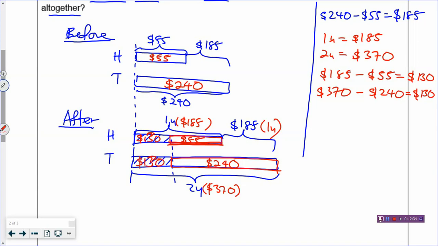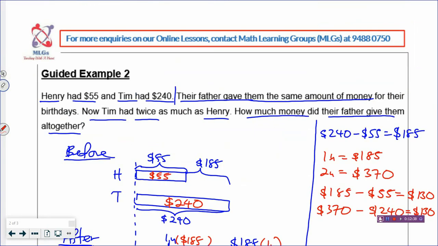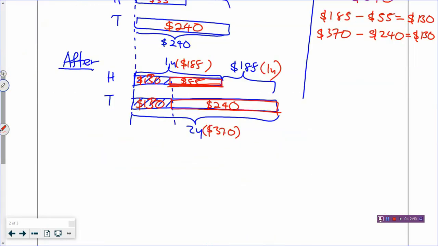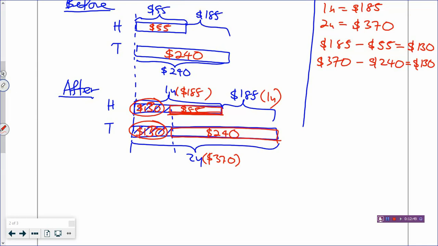So how much did the father give altogether, right? Then you have to take 130 plus another 130. That's what the father gave them. Let me just adjust the screen so you can see everything clearly. So the father has given them 130 times 2, so $260 altogether. All right, so that's how you draw the model.